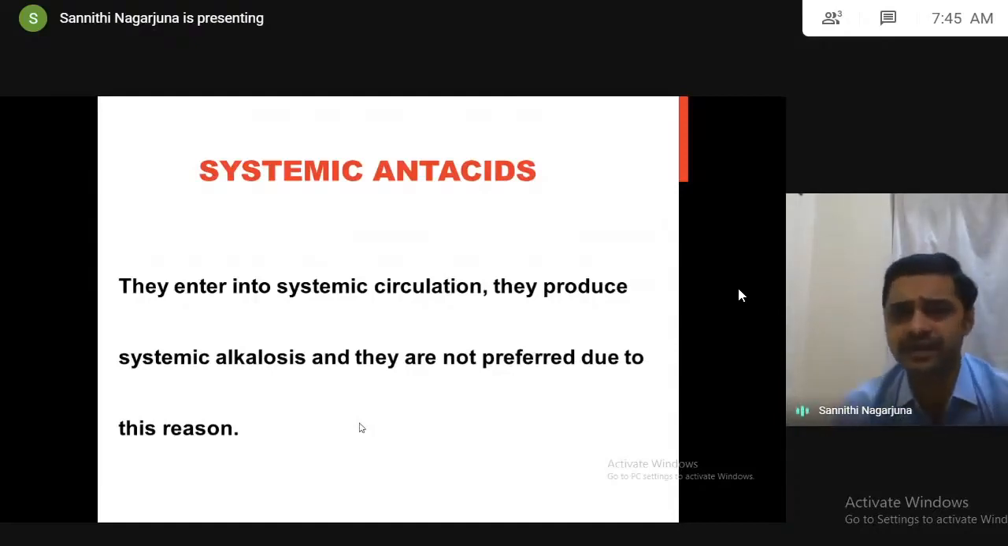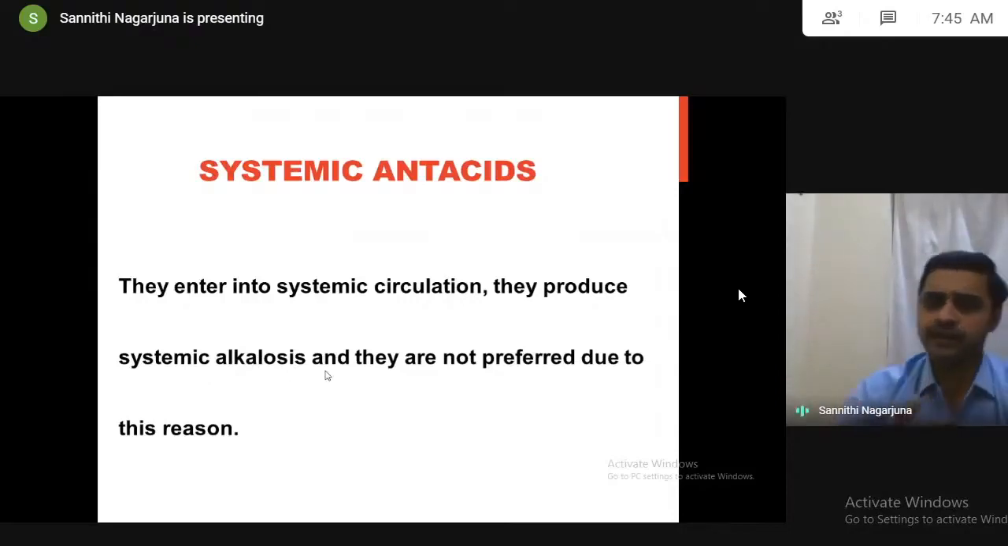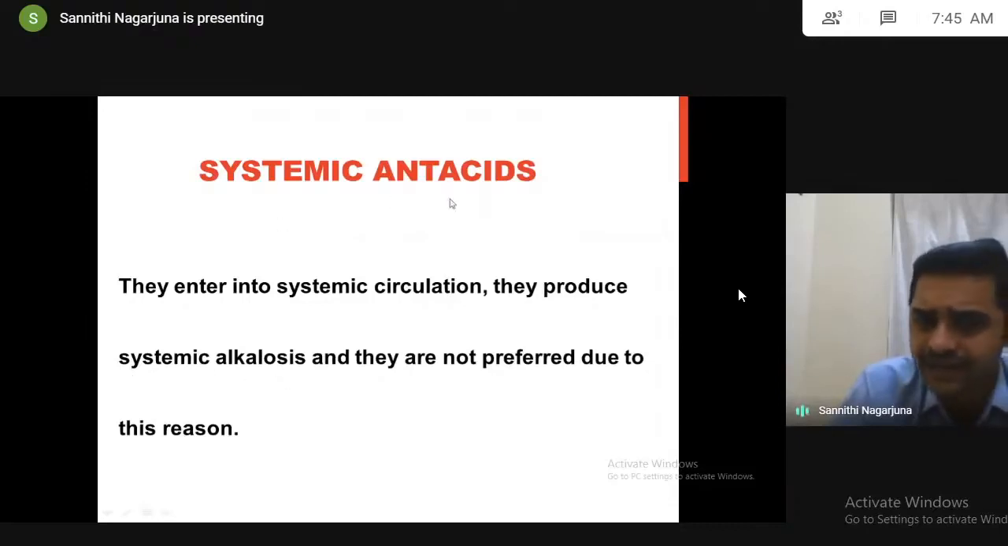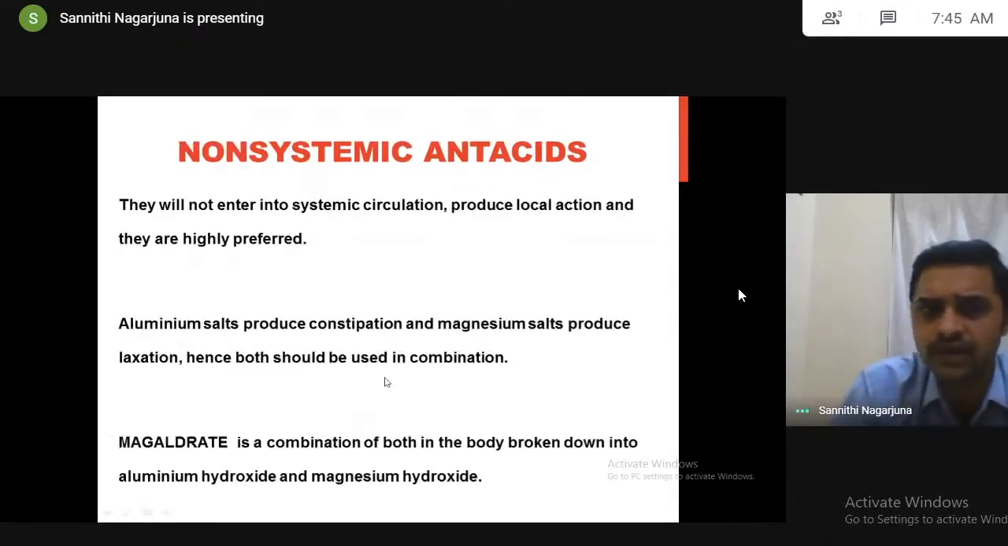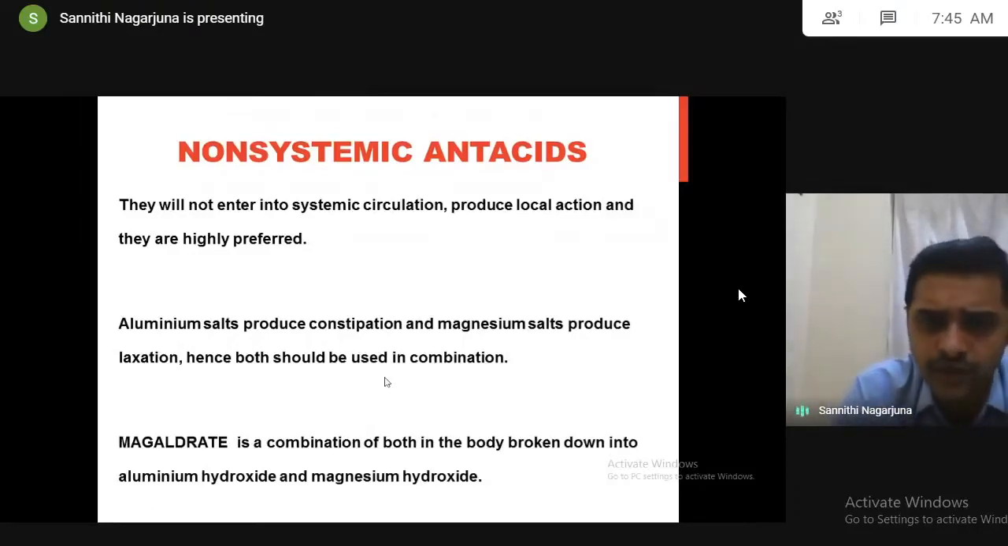The problem with systemic antacids is they undergo absorption, they enter into systemic circulation. If the antacids enter into systemic circulation, what happens? They are basic compounds, so they will change the pH of blood and produce the condition called systemic alkalosis. Got my point? If basic compounds enter into blood, the blood pH becomes basic, called systemic alkalosis. Because of this side effect, the systemic antacids are not that much preferred. Non-systemic antacids will not enter into blood. They only produce local action, only in the stomach.